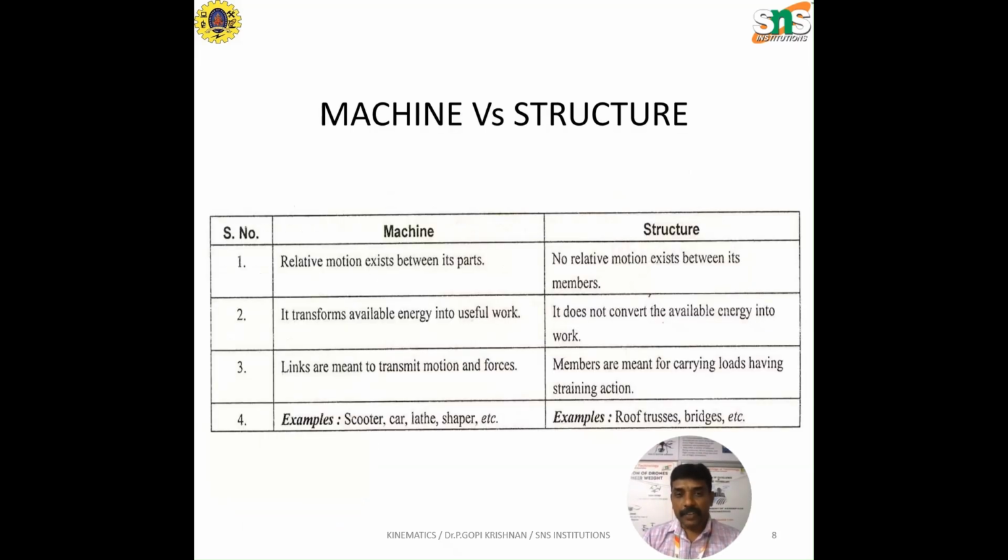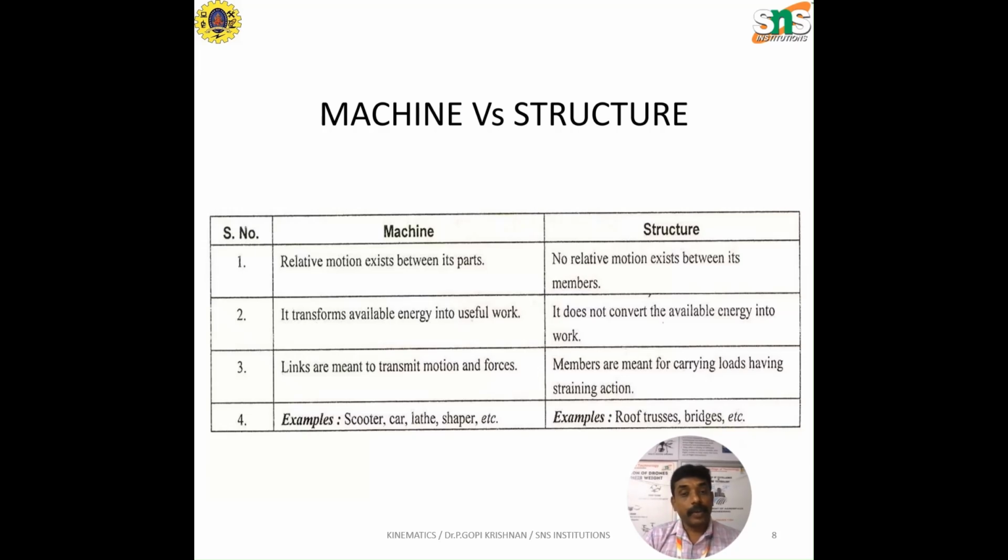Now we see the difference between the two concepts, machine and structure. A relative motion exists between its parts in the machine components, whereas no relative motion exists between its members. For example, if two components are attached together, and there is no transmission of energy from one component to another component, then that part is called a structure. Whereas if there is a relative motion between two components, then that component becomes a part of a machine. And energy can be transferred through the components in the machine, whereas the energy is not transmitted and energy conversion does not exist in the structure.